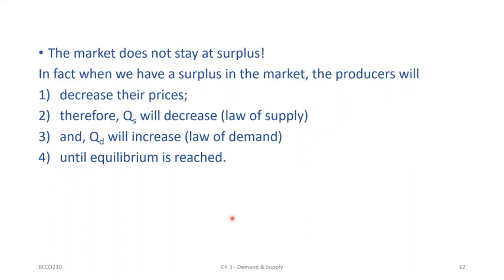The market surplus does not stay for long on the market. In fact, producers would want to get rid of their surplus, so they decrease their prices. They do discounts, for example. Therefore, QS will decrease as the law of supply states. QD will increase as the law of demand states until equilibrium is reached.